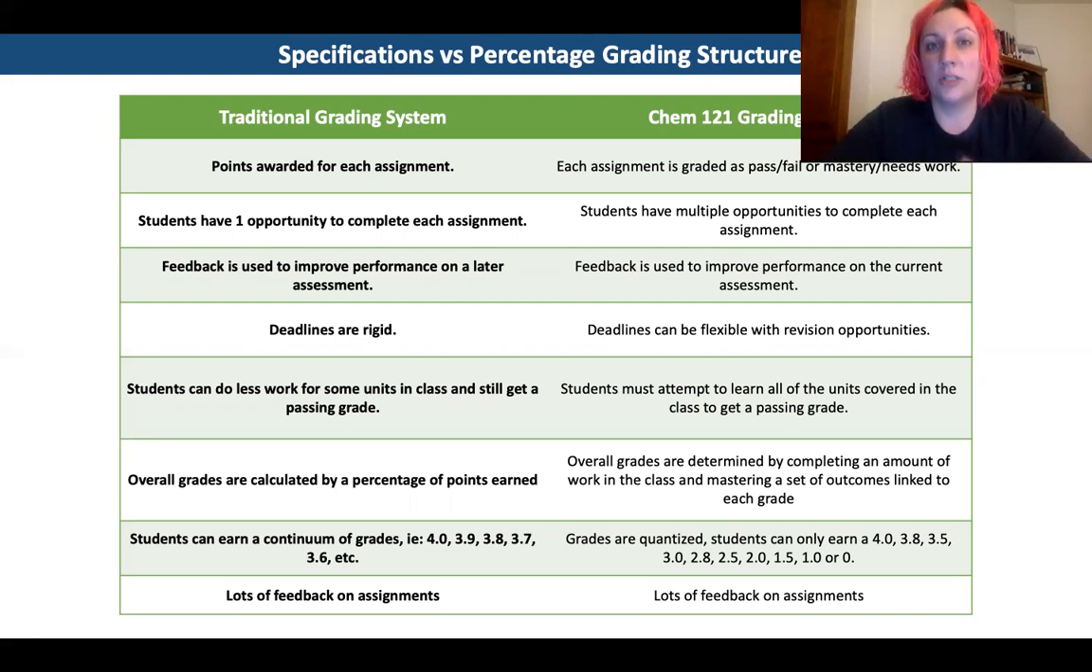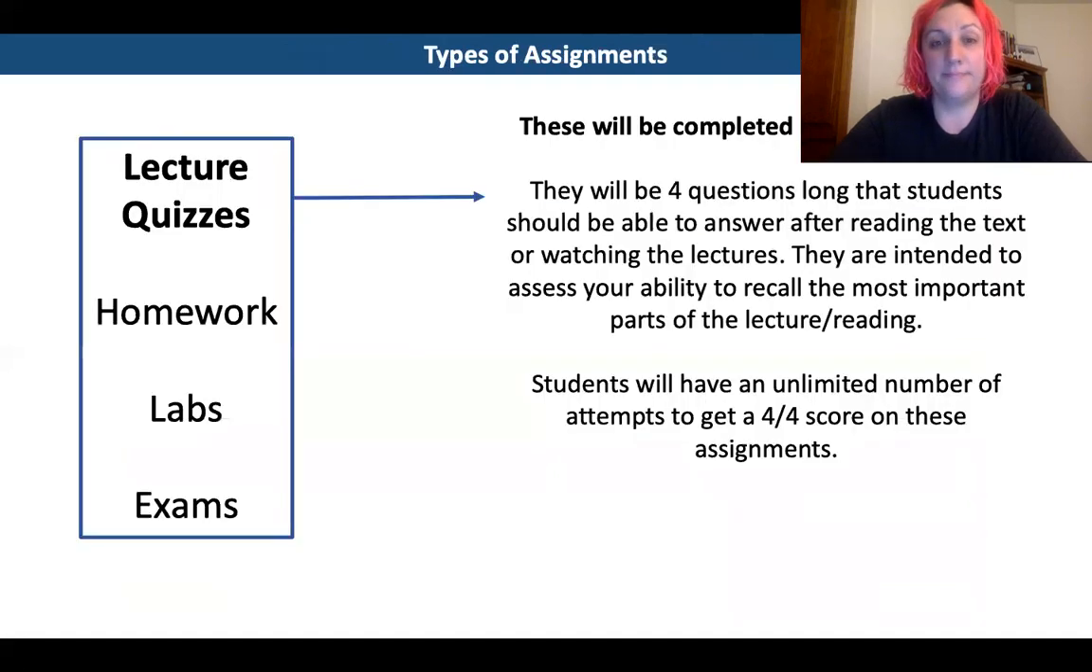So overall, traditionally grades are going to be calculated as a rolling percentage of points. And our grades this quarter are going to be determined by the amount of work that's completed and the amount of work that's completed at a mastery level. Typically, I would give a kind of continuum of grades, 4.0, 3.9, based on that percentage. Here, since we're basically looking at a checklist of to-do items and how well they were done, we're going to have quantized grades where students can earn a 4.0 or 3.8 or a 3.5. Both ways of teaching, I always give lots of feedback, and that's always one of my priorities. So I'm going to walk through how this is going to affect different types of assignments.